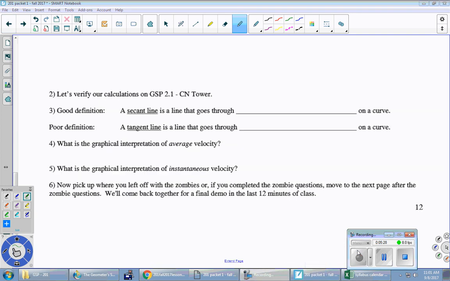Okay, so like I said, we're going to do this little demo here together, and then you're just going to go right back to where you were with the zombie questions. Before we do, a couple of other logistical things.